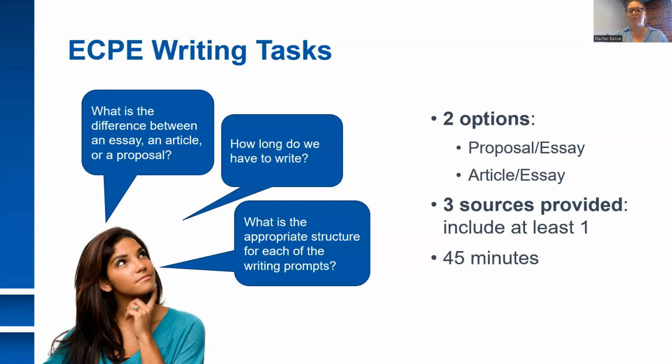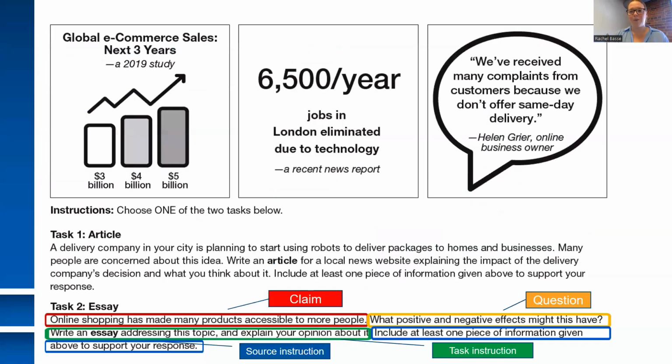And then we have 3 sources, and at least one of them has to be included within the response that you write. So let's take a look at the tasks. So you'll see here we've got 3 sources on the top, and then the 2 different tasks, in this case, an article and an essay.